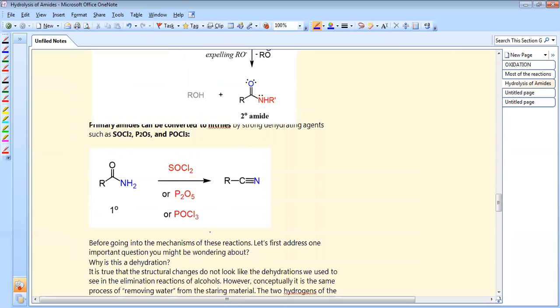Next, the preparation of cyanides, or you can say dehydration. Dehydration is another reaction. Dehydration means removal of a water molecule from the reactant.